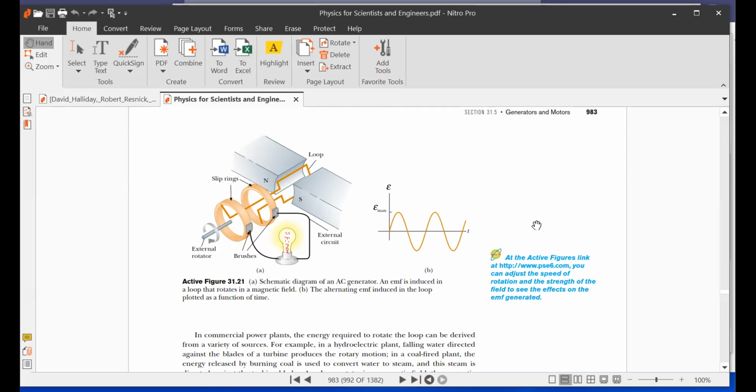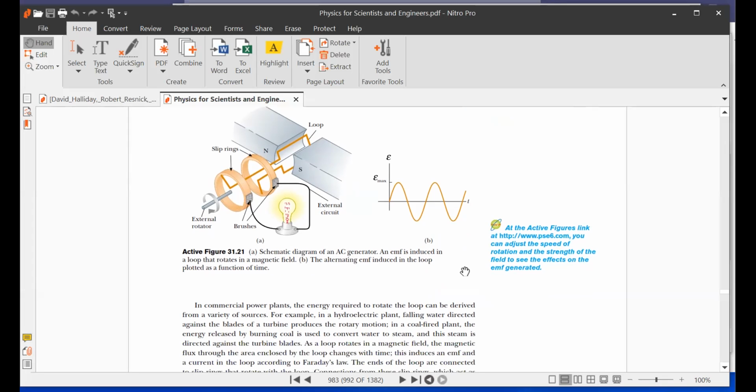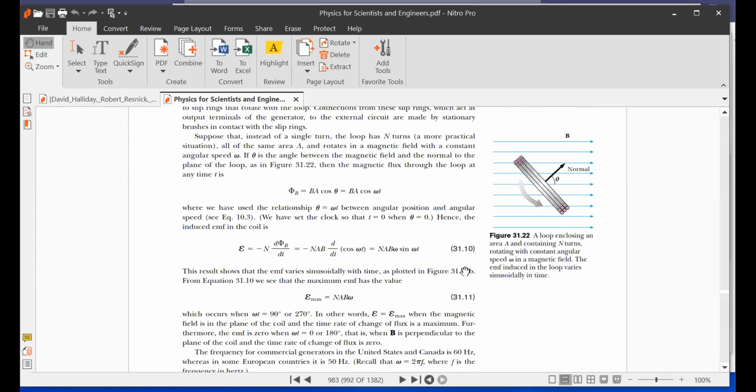So this is the potential difference here, or the EMF, electromotive force, that is produced by this generator. We call it an AC generator. AC means alternating current, as we will discuss in the next section. So this is the concept here.